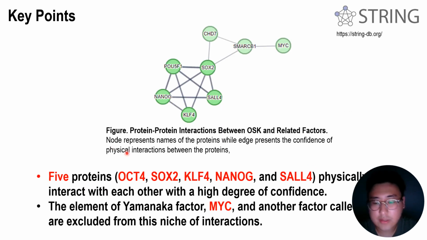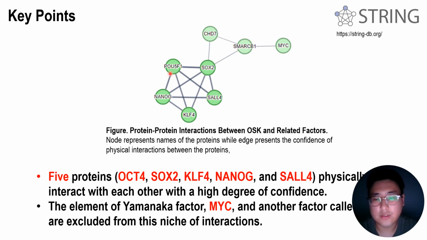Okay, and this is the key figure, and on the right side is STRING. STRING is the well-known database which collects information about the physical interactions or functional interactions of the proteins. And here is a cluster or complex which contains OSK, our target of interest. And POU5F1 is just an alternate name of OCT4.